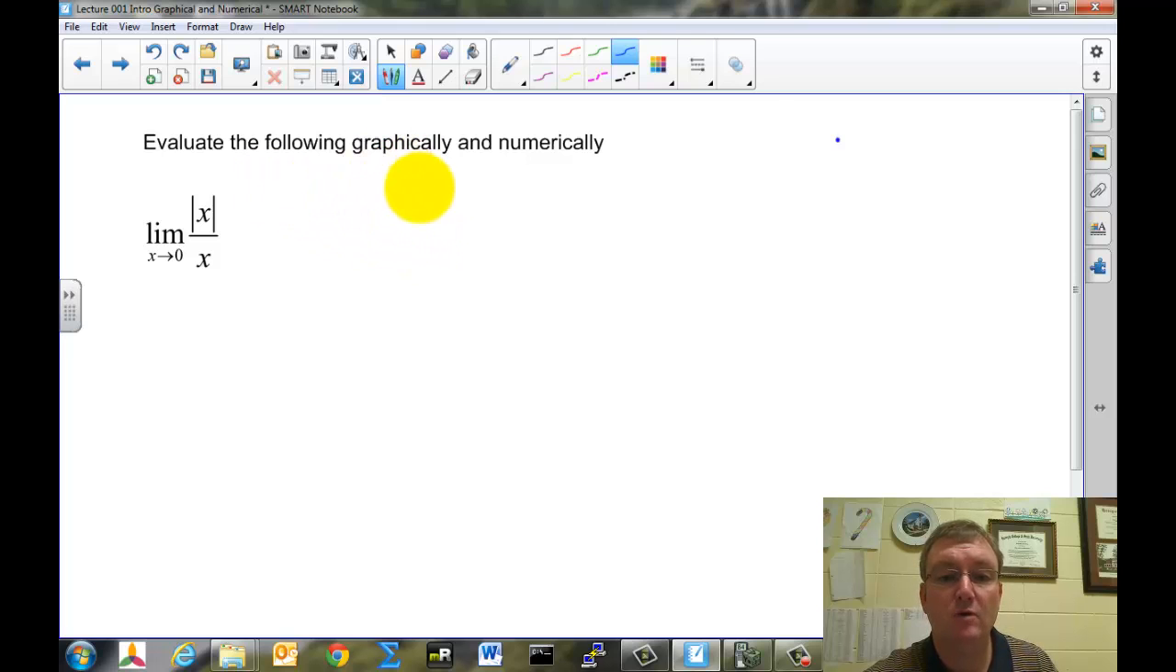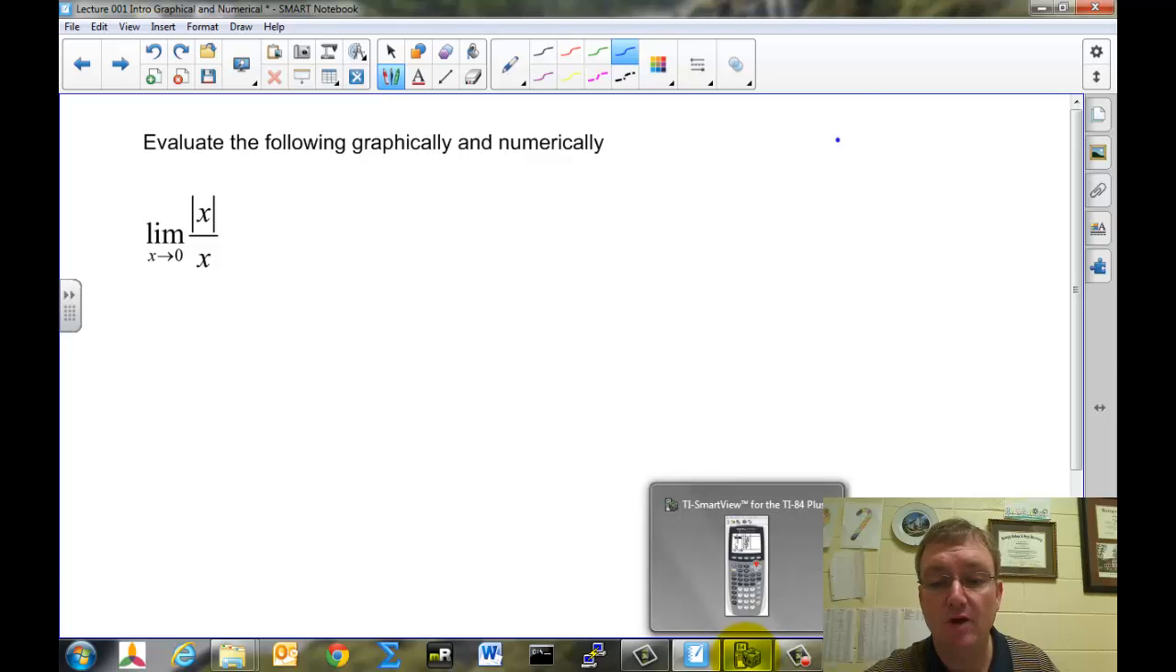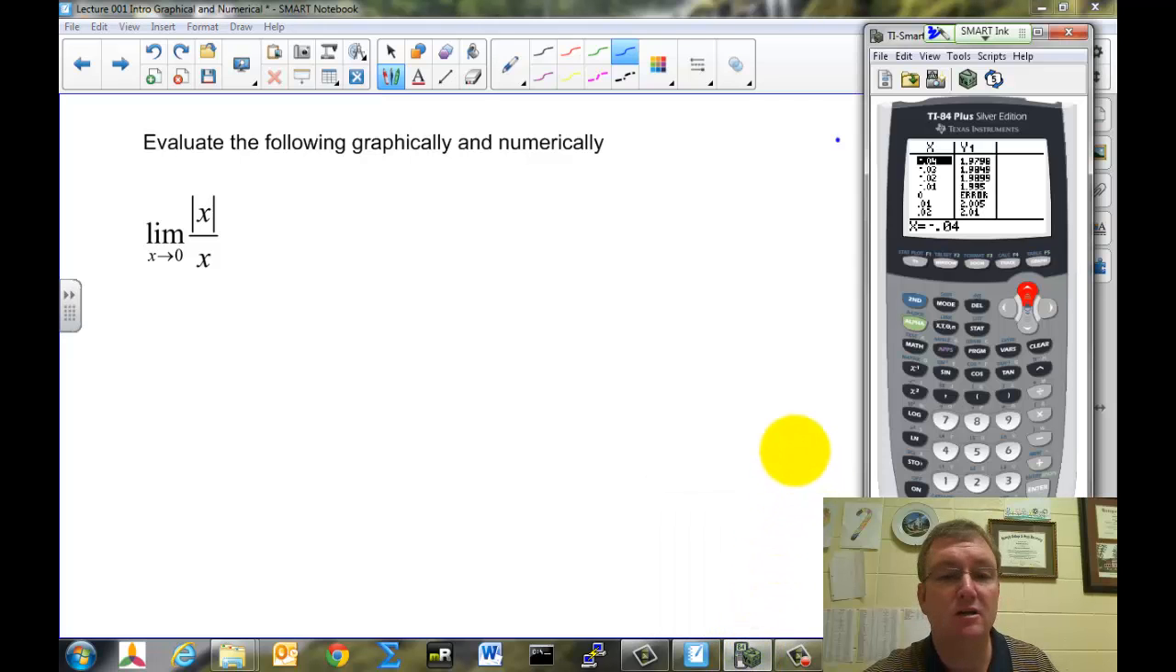Evaluate the following limit graphically and numerically. So take your calculator now and try to solve this problem. See what you can come up with. I want you to graph that and reach a conclusion for us.